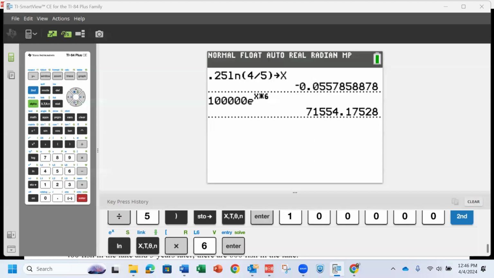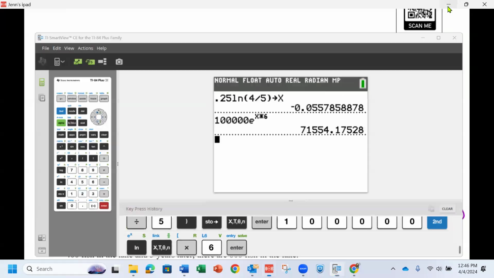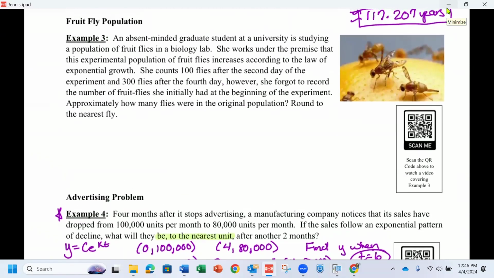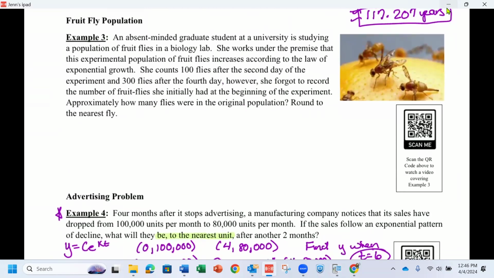So, okay. Any questions on these exponential growth or decay before we take a look at a little twist of one? Go back to example 3. The reason why I went back to example 3 is because there's a little bit of a twist on it. So let's take a look at example 3. We have a graduate student talking about a population of fruit flies. She works under the premise that the experimental population increases according to the law of exponential growth.